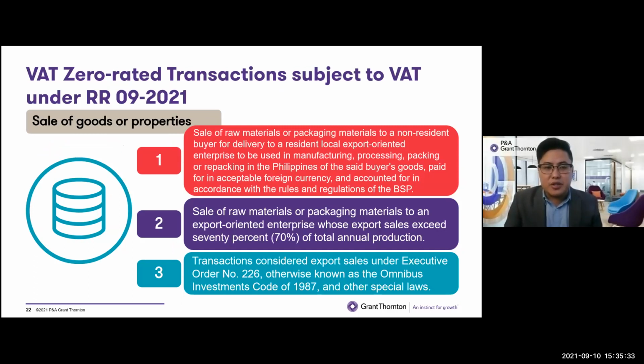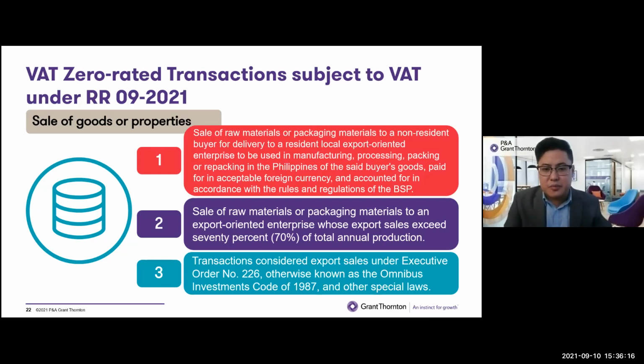So in this regulation, what is being provided is an enumeration or list of transactions which are already subject to 12% VAT. This basically involves the purchases from customs territory, pertaining to sale of raw materials or packaging materials to a non-resident buyer, to a resident, local-oriented enterprise to be used in manufacturing, processing, packing, or repacking in the Philippines. So take note of the qualifying phrase here: in the Philippines. It happens in the Philippines. In short, there was no actual export.